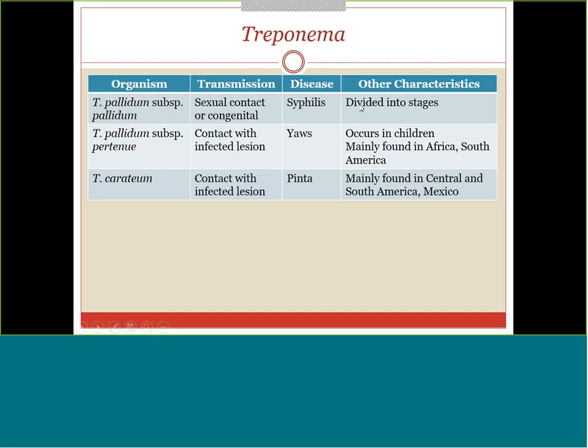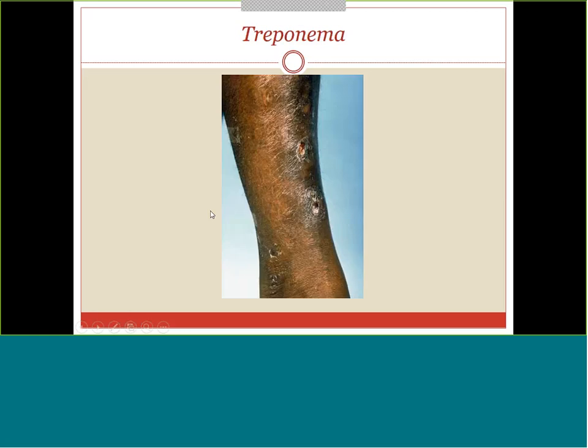And there are different stages of syphilis. There's actually the primary, secondary, and late or tertiary stage of syphilis. Treponema pallidum pertenue is basically infected lesions. It causes a disease called yaws that's more found in South America and in Africa, mainly in children. And then Treponema carateum causes a disease called pinta. It's also infected lesions. And again, Central and South America with that one. So in the U.S., we're more worried about syphilis typically, unless somebody has traveled.